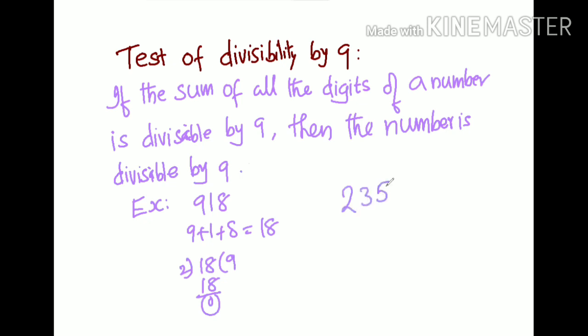235, not divisible. Okay. If you have any doubts, ask me in the comment box. I will clarify. Because 2 plus 3 plus 5 is equal to 10. So not divisible by 9. Okay.